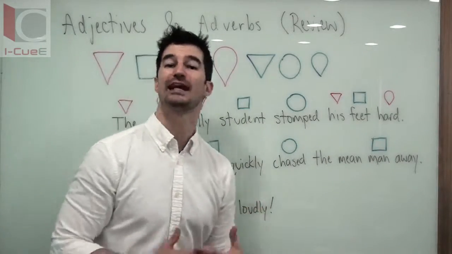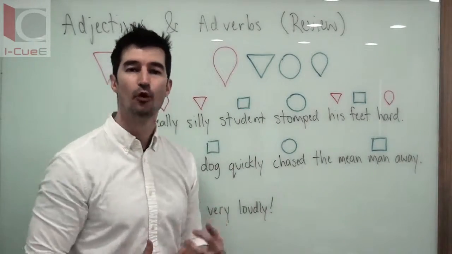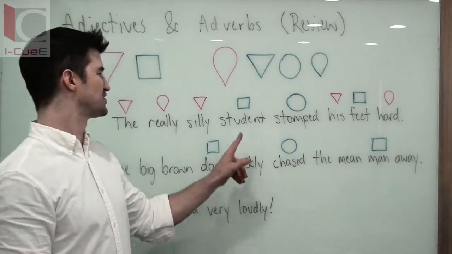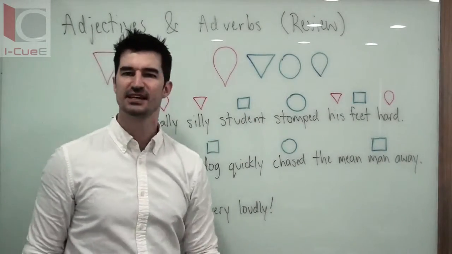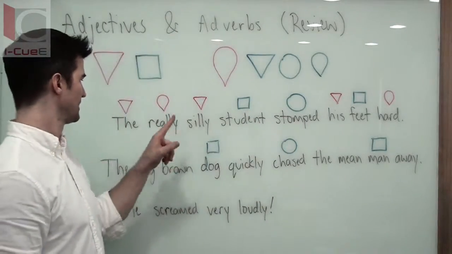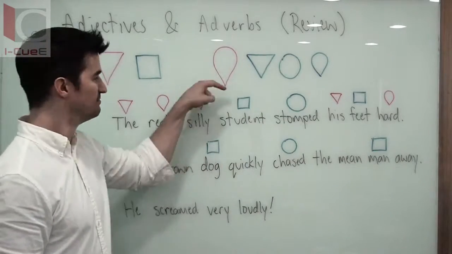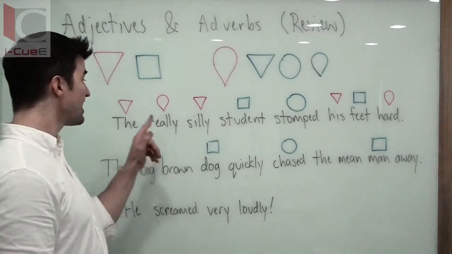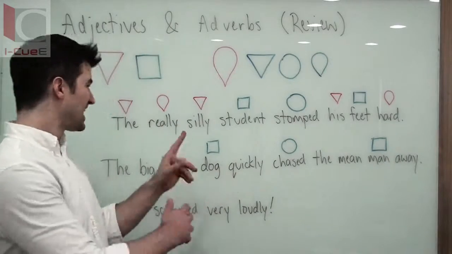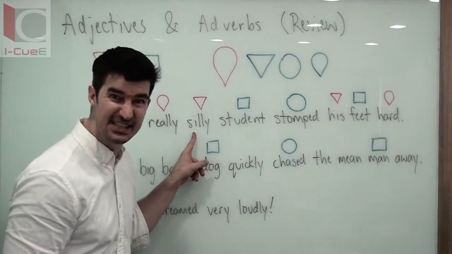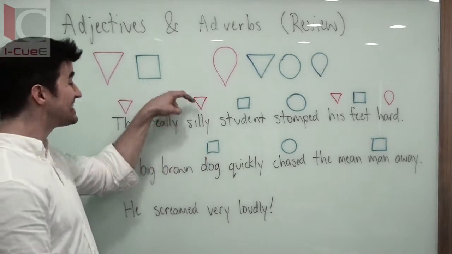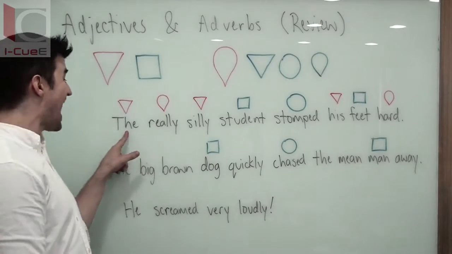And we can go through and ask some different questions to get more information. What kind of student stomped his feet? Well, a silly student. The silly student. And then I can ask myself, how silly is the student? Well, he is really silly. So here I have the adjective.